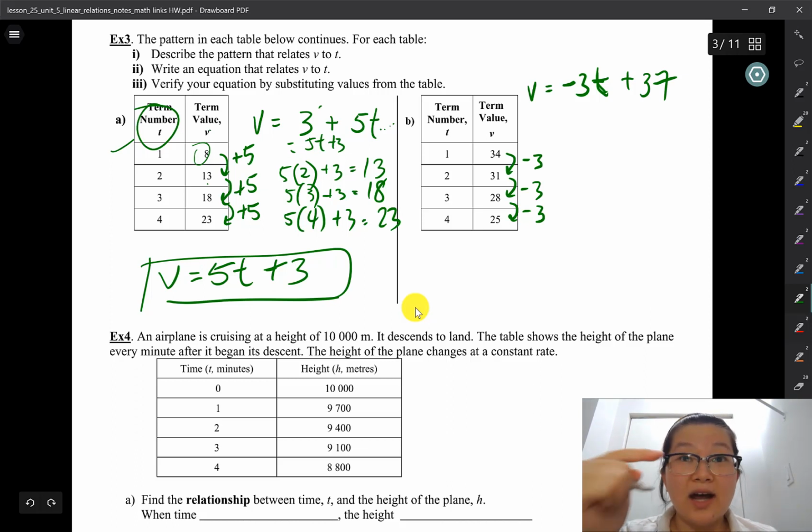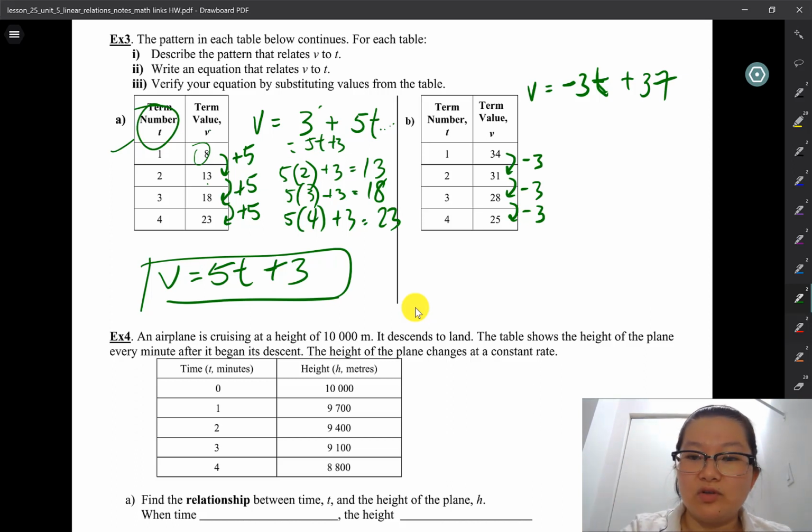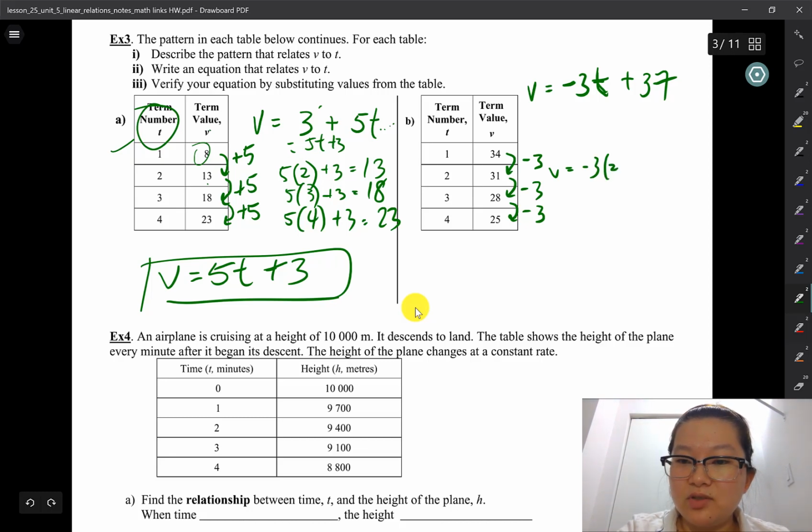Okay, let's try this equation a few times with number 2. So v is equal to negative 3 times 2 plus 37. Do I get it? Negative 3 times 2 is negative 6. Negative 6 plus 37 is 31.